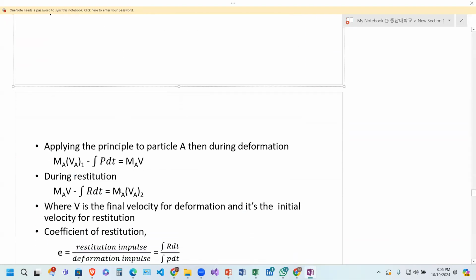Applying the principle to particle A, during deformation, if we just consider each particle, we know that the particle initially moves with velocity v1. So its initial momentum, minus the deformation impulse, should equal the mass times the velocity, which gives us the momentum, of which we have a common velocity right here.